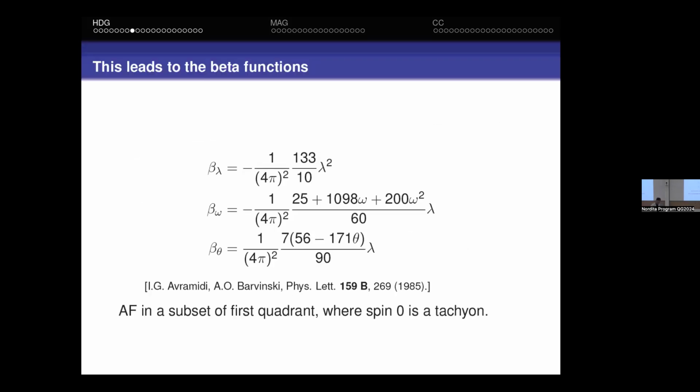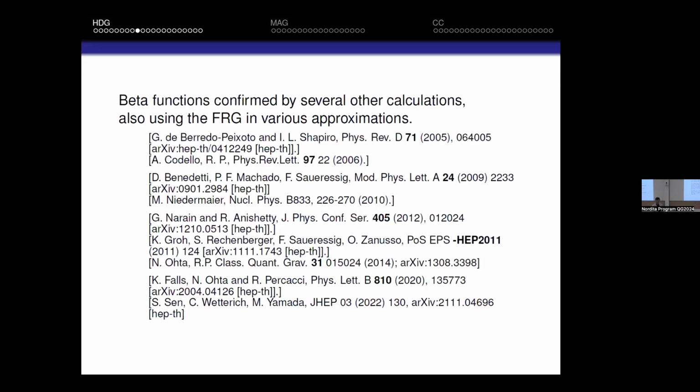And the beta functions are written here. They've been well established. So this is beta of lambda. Omega is the ratio of psi over lambda, actually. And this has to do with the Euler term, which we can ignore because it's a total derivative. Well, so these beta functions then have been confirmed by several other people in various calculations, including calculations based on the functional renormalization group in various approximations.